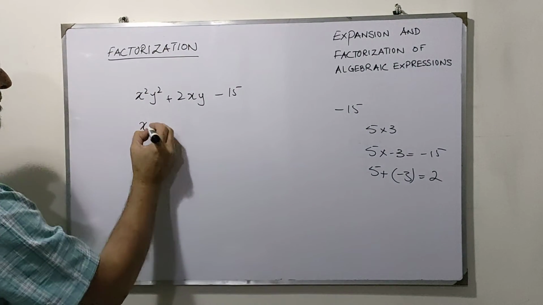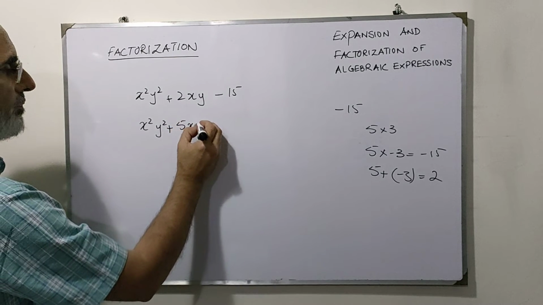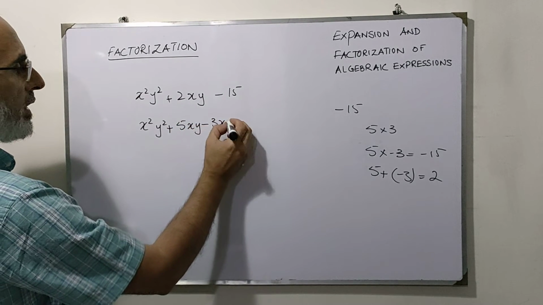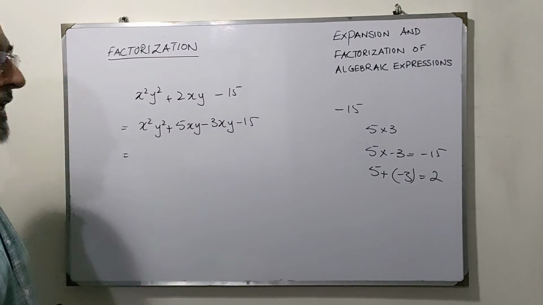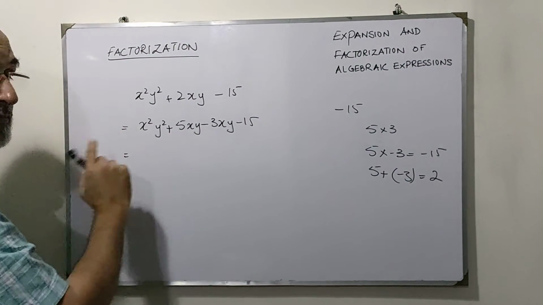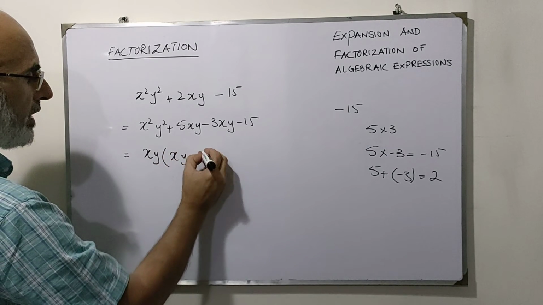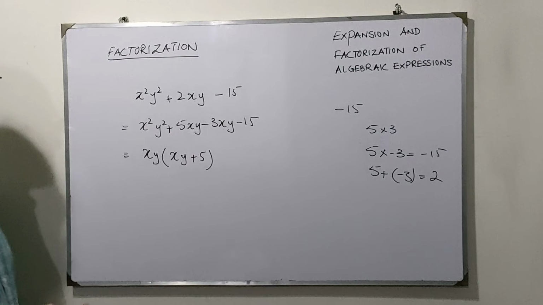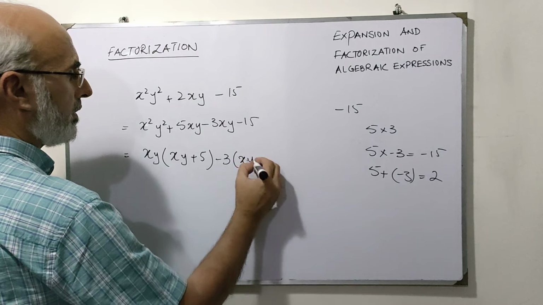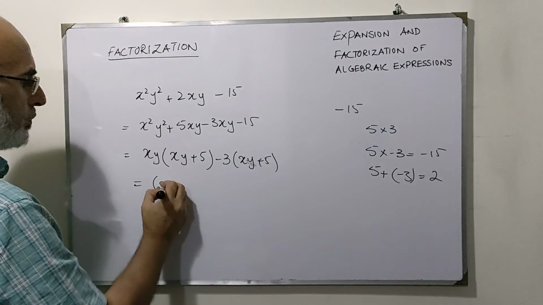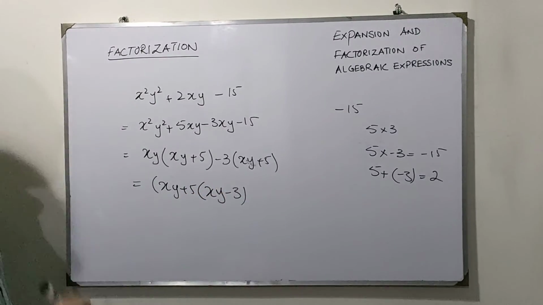So let's apply it. x square y square plus 5xy minus 3xy minus 15. What is common over here? x, right? And y, of course. So xy, what do we get? xy plus 5. What is common over here? Minus 3. So xy plus 5. So (xy plus 5) into (xy minus 3). This is the factorization of this.